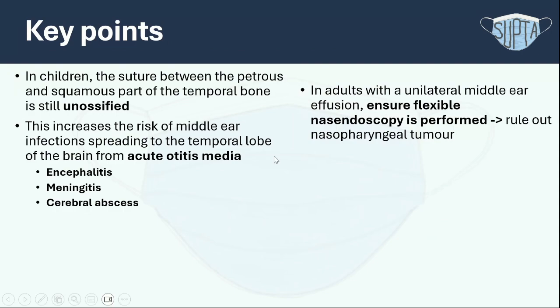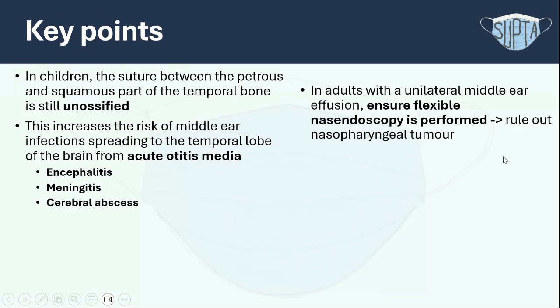Essentially in children, the suture between the petrous and the squamous part of the temporal bone is still unossified, which can increase the risk of middle ear infections spreading to the temporal lobe of the brain from acute otitis media. Children are the age group most commonly affected by otitis media, but it's also really important to think about these really negative complications because of their more juvenile anatomy. So encephalitis, meningitis, and cerebral abscesses are a higher risk in children.